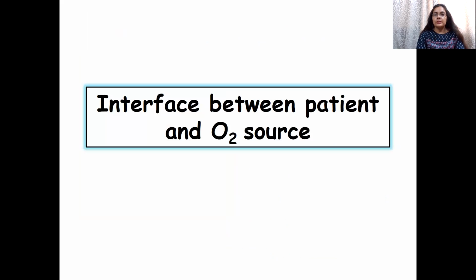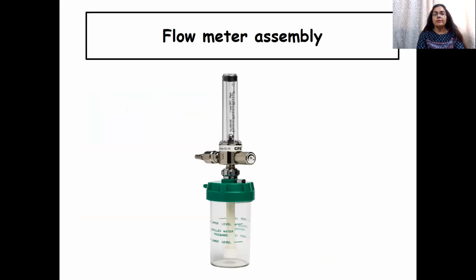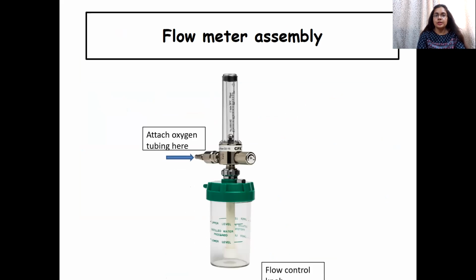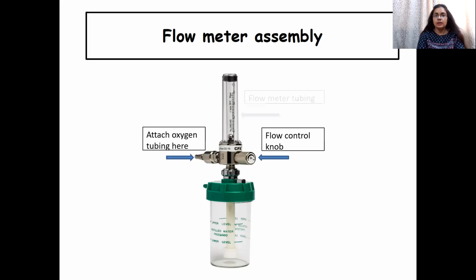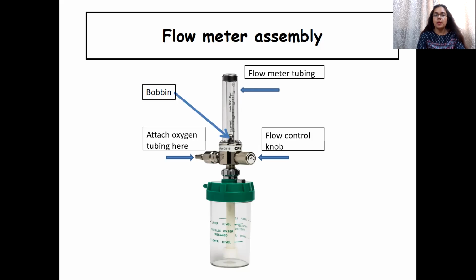Now, coming to the interface between patient and oxygen source, that is the flow meter assembly. You have to have this flow meter assembly either at the wall outlet, or on the cylinder, whatever device you are using to administer the oxygen. The parts include the nozzle where oxygen can be attached. This is the flow control knob, which regulates the amount of oxygen that you want to deliver. Then there is a flow meter tubing, which will indicate the flow that is being delivered, and there is a bobbin. Once you rotate the flow control knob in the anti-clockwise direction, the bobbin will move up and you can adjust the flow rate.